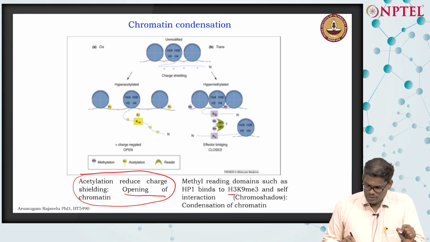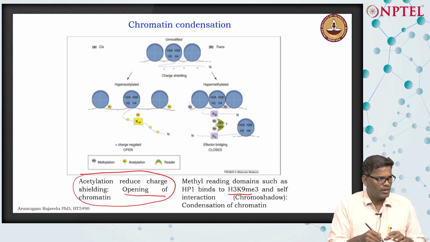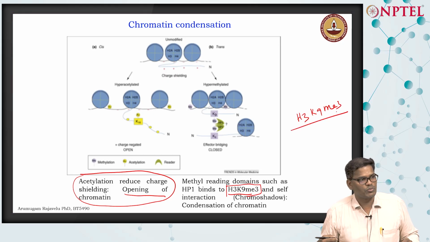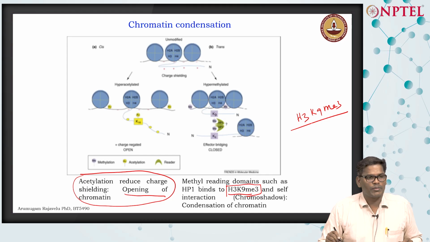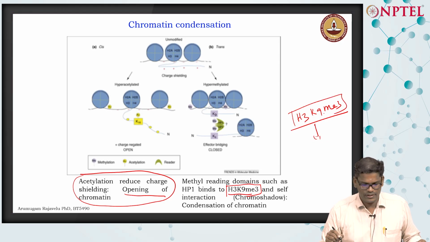So, just to show, packing and unpacking is one example. Acetylation opens the chromatin and methylation closes the chromatin, and the best example is repressive modifications. Histone 3, lysine 9, trimethyl. We will see this modification in much more detail in upcoming classes. So, this is the repressive modification. That means the chromatin needs to condense, and not give space for the transcription factor. So, it assists in chromatin condensation. How? We will discuss this in the epigenetic modification class.